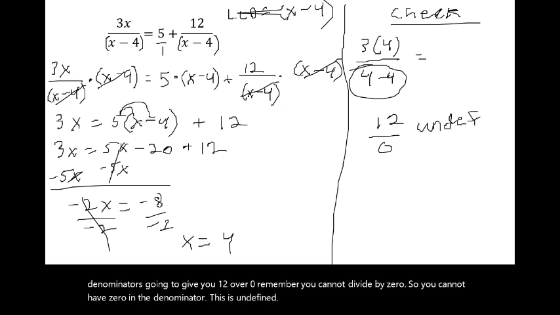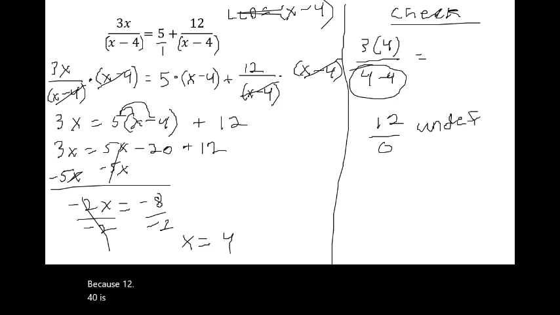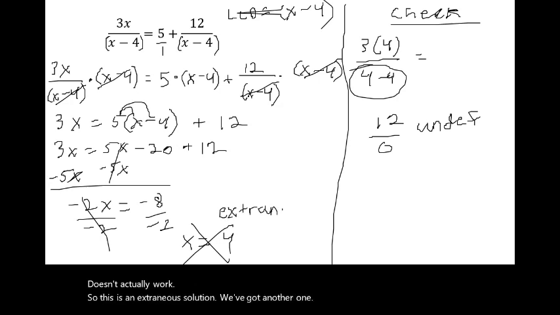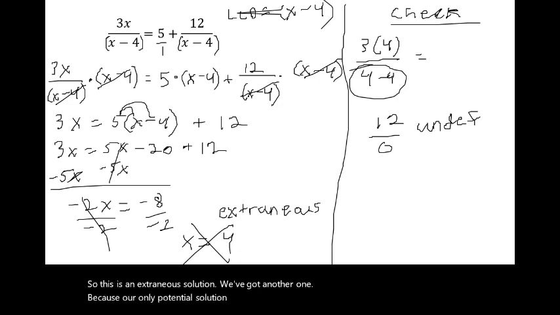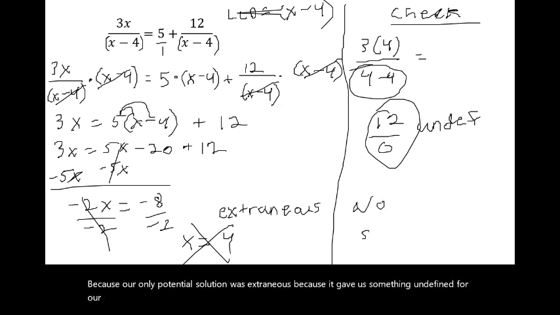Because 12 over 0 is undefined, that means x equals 4 doesn't actually work. So this is an extraneous solution. We've got another one. Because our only potential solution was extraneous because it gave us something undefined, for our final answer, this equation has no solution.